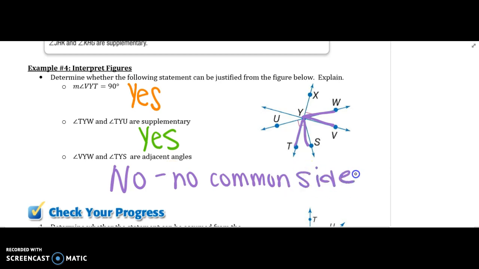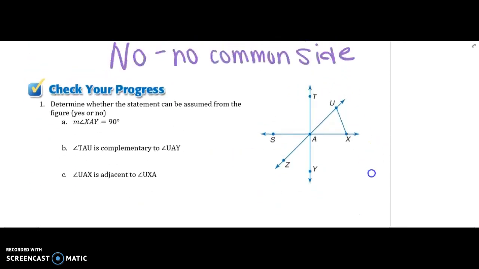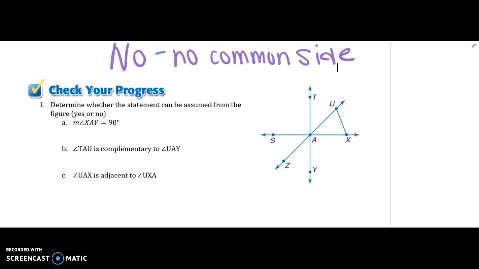I would like for you to work the check your progress last bit, pause it, work it, and then come back and check it. You all know, but let's look at y. XAY, it sure looks like a right angle, but it doesn't tell me it's 90, and there's no perpendicular, so I don't know. On the second one, it gives me this angle and UAY this angle, and it wants to know if these are complementary. No, what are they? They're supplementary.